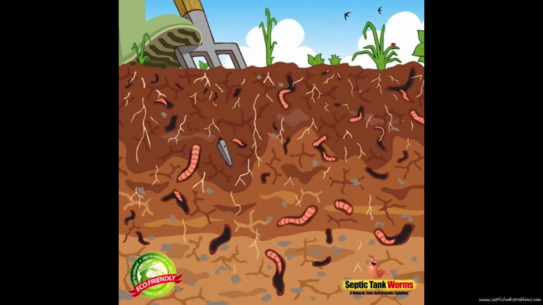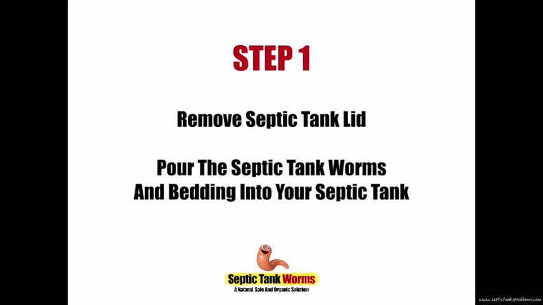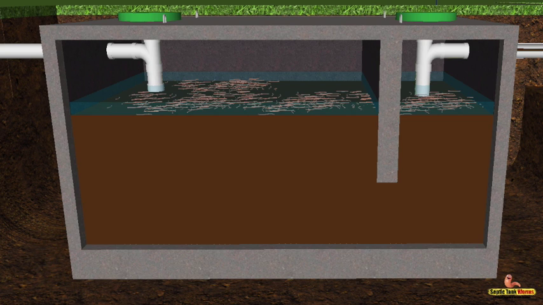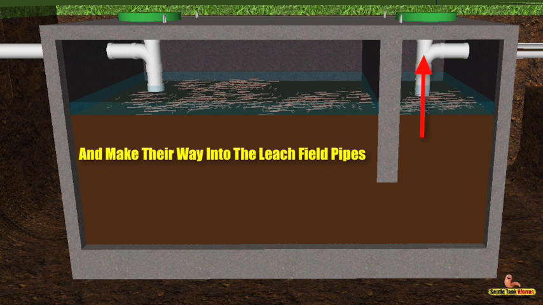For thousands of years, worms have been living underground, eating rotten and decaying waste and converting it into clean organic matter. Step 1. Once you've received your bucket of worms, simply remove the lid off the septic tank, remove the lid off the bucket of worms, and pour the bucket of worms and bedding into your septic tank. The worms will settle on top of the sludge and very quickly they'll start to do their job. They'll start breeding, multiplying and burrowing into that sludge, making their way into the septic tank and through the pipes towards the drain field.